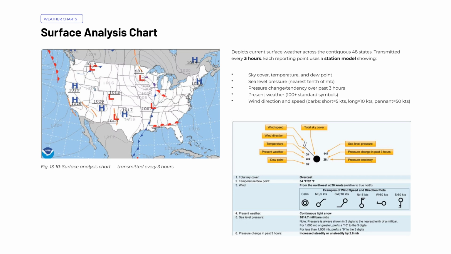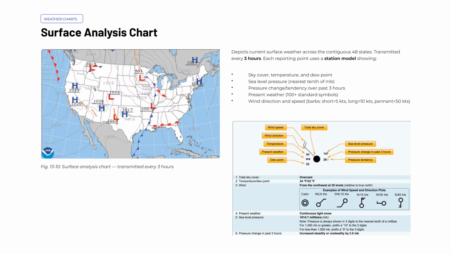The surface analysis chart is one of your most essential weather planning tools. Transmitted every 3 hours, it gives you a current snapshot of surface weather conditions across the contiguous 48 states. Each location on the chart uses what's called a station model, a standardized arrangement of symbols and numbers that packs a tremendous amount of information into a small space. At a glance, you can read sky cover, temperature, and dew point for any reporting station.